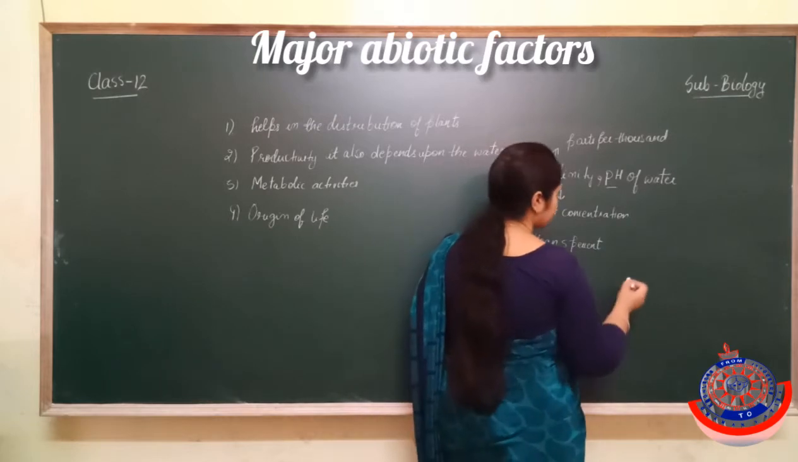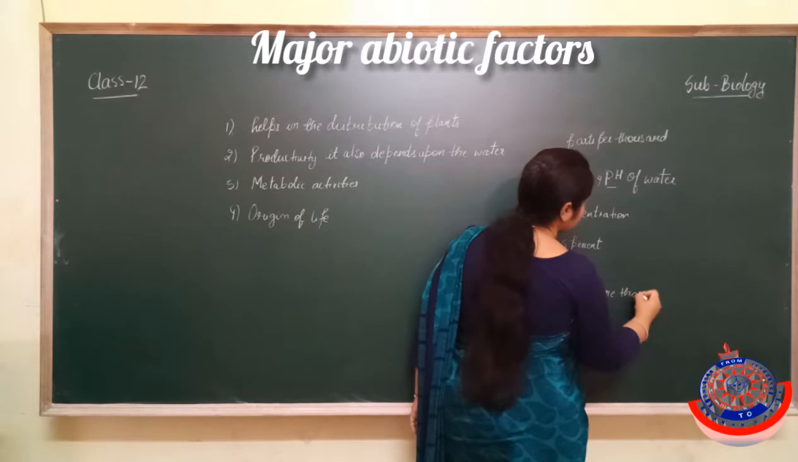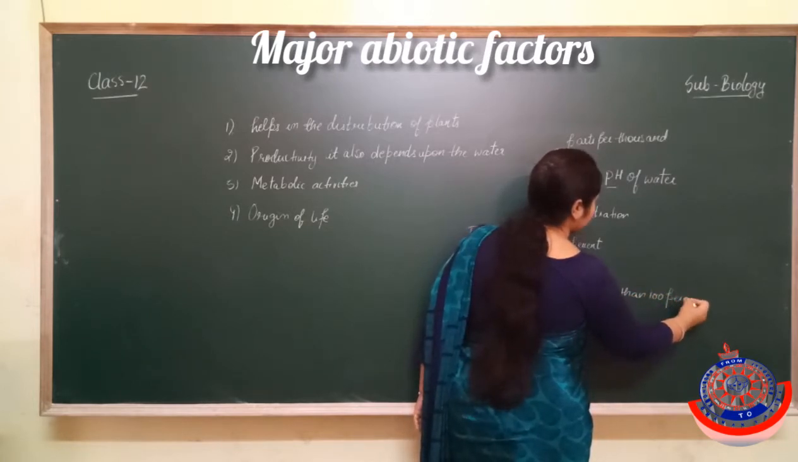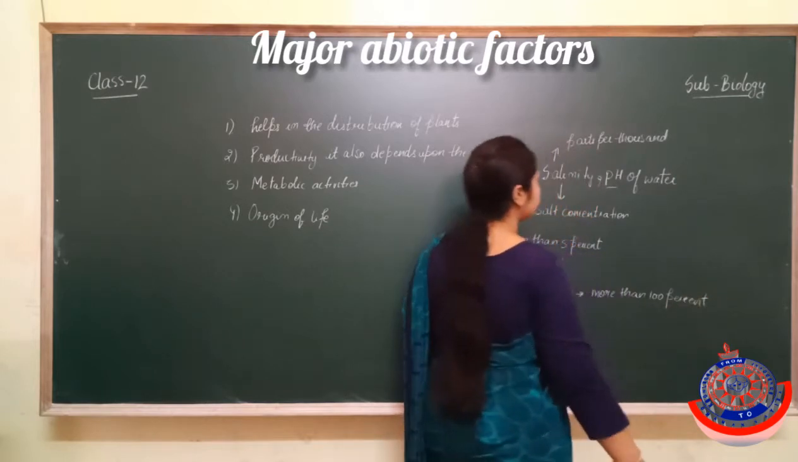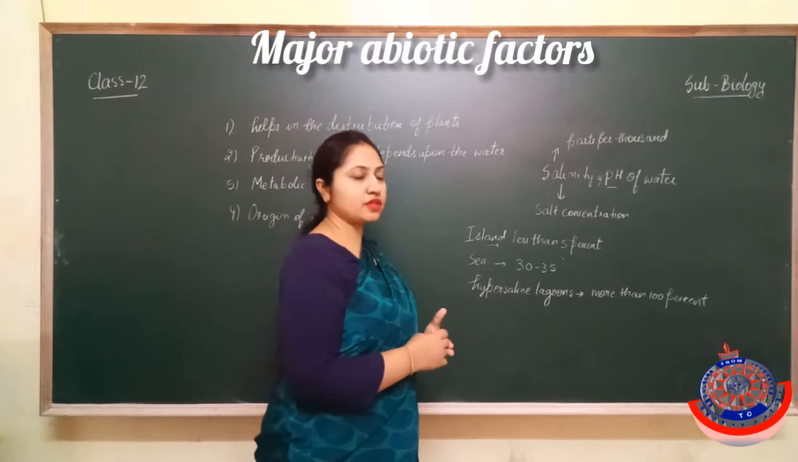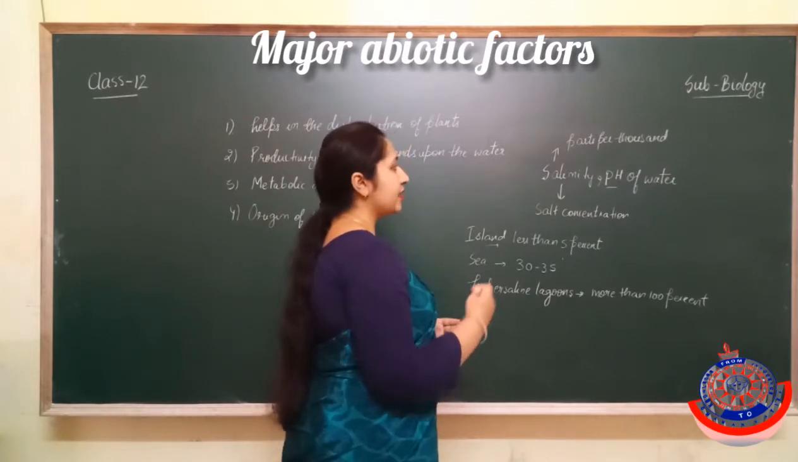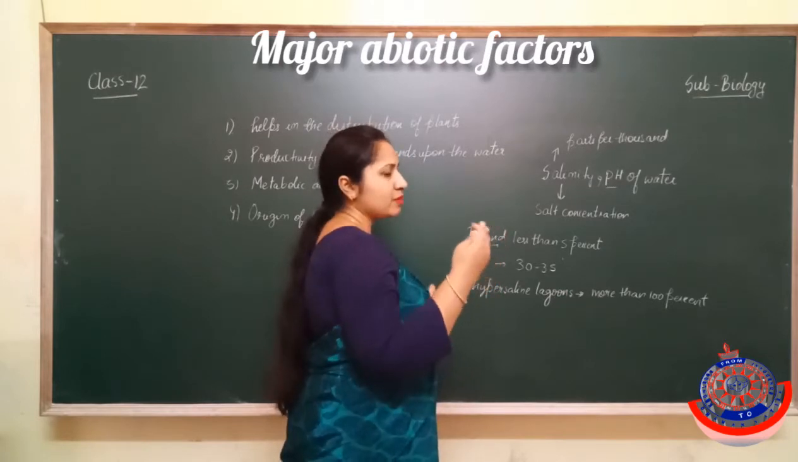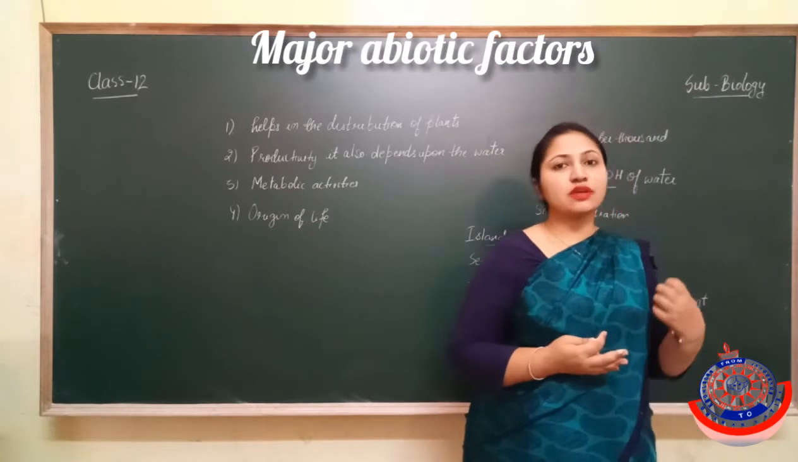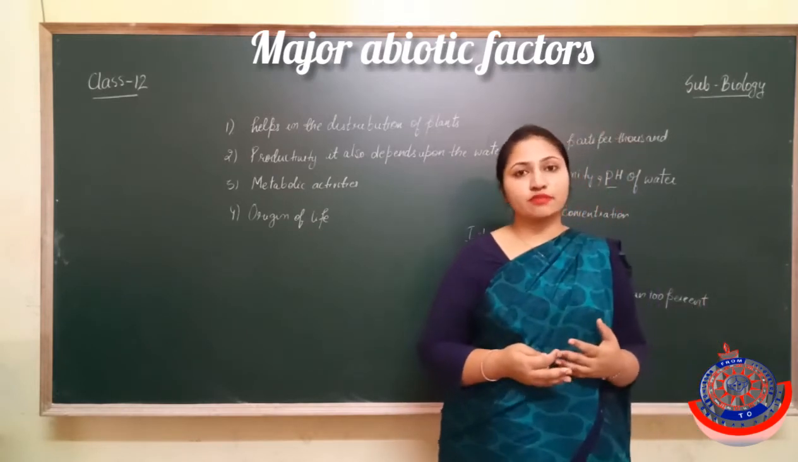Next is hypersaline lagoons, where it is more than 100 parts per thousand concentration. So in hypersaline lagoons the salinity is very high, but still some organisms can adapt to these situations. Even at very high salt concentration they are able to survive.